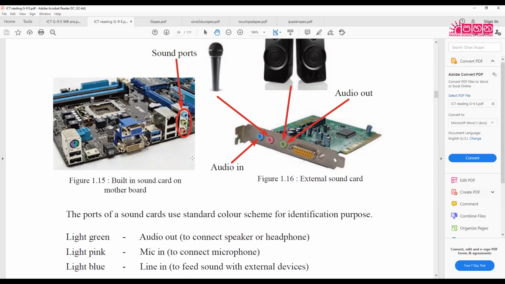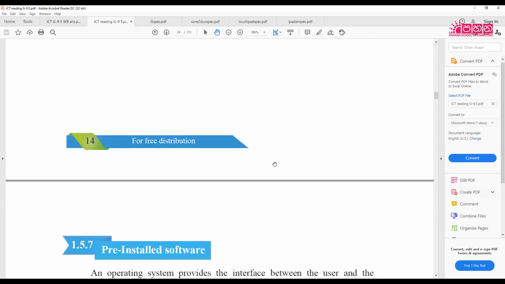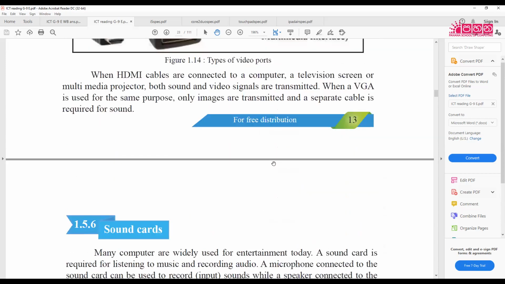So the light green you see, it's an audio out, which means you can connect a speaker or headphone. You can use the light green one. Then the pink one is for mic in. Light blue, we have line in for external devices. Right? So this is what we have with these devices. Right, now with that one, we finish our discussion of what we have.